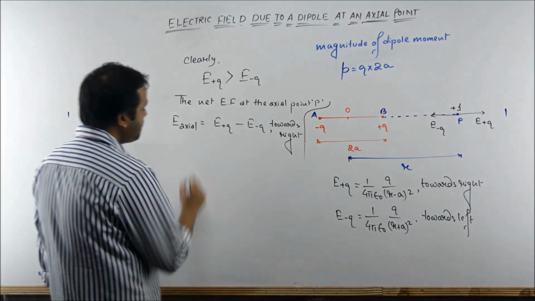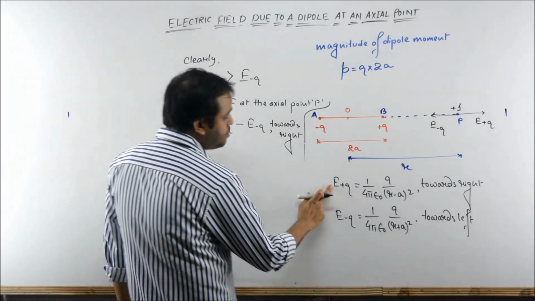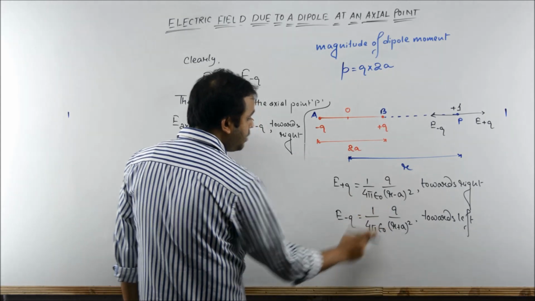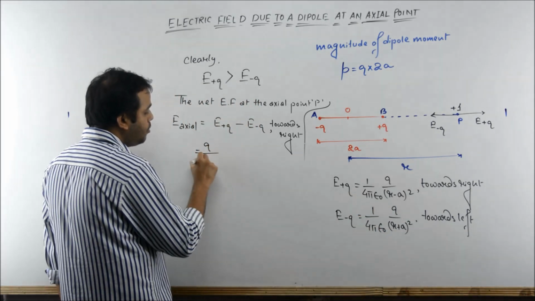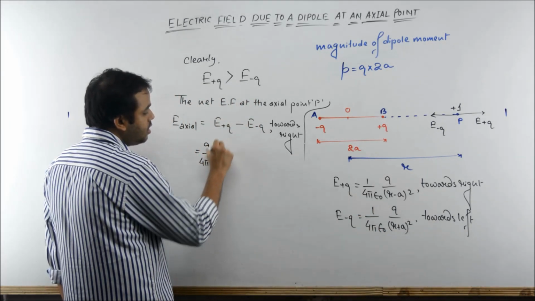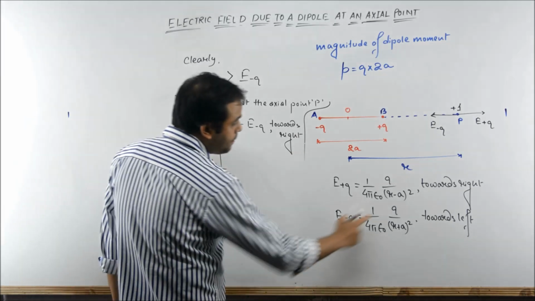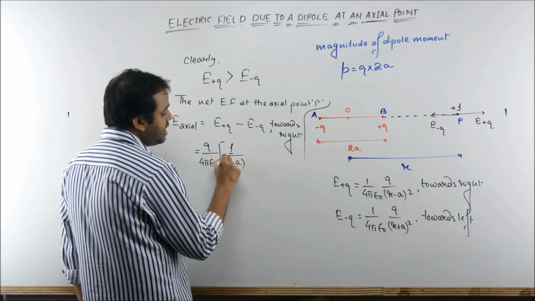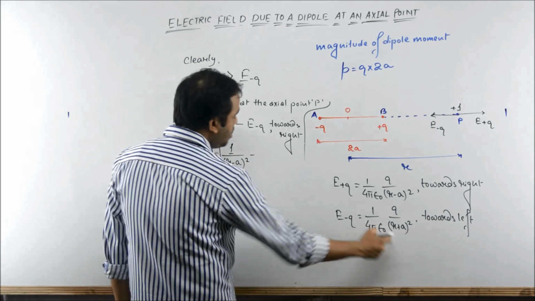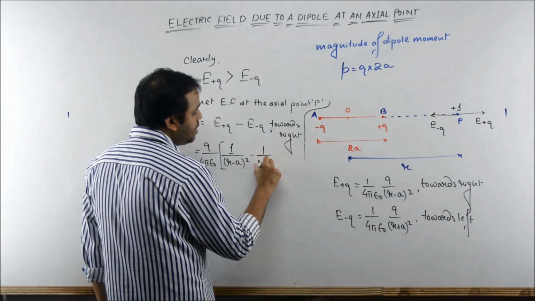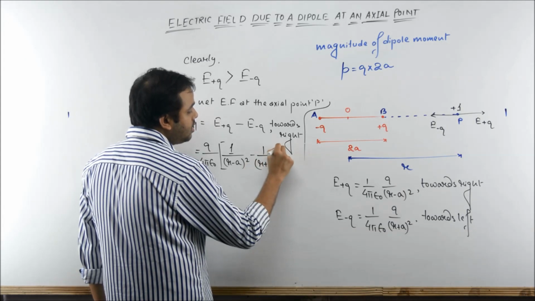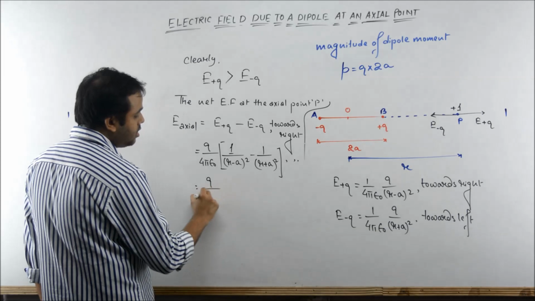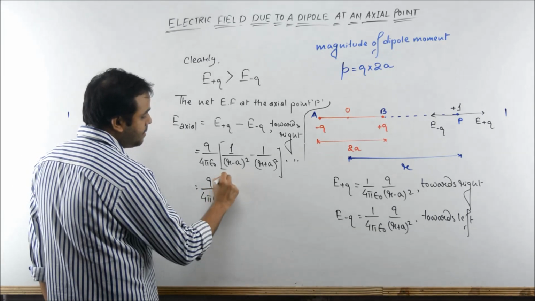Clear, students? So this minus this minus this. So q by 4 pi epsilon naught, we can take it as common. Then inside the bracket it will be 1 by (r minus a) whole square minus 1 by (r plus a) whole square, and the direction is towards right. Clear, students? Now we need to take LCM.